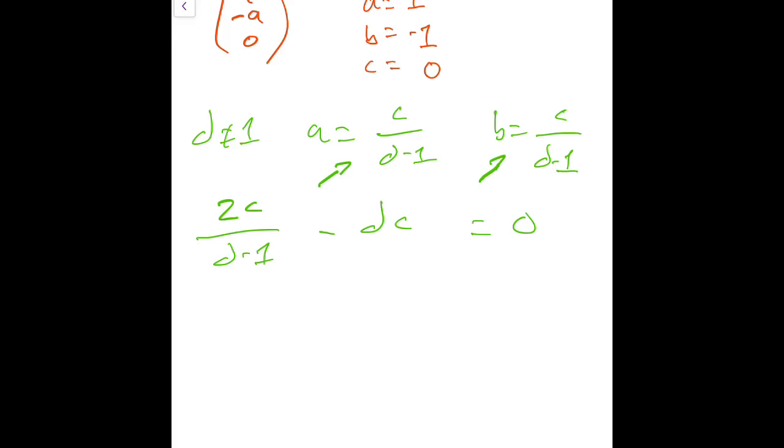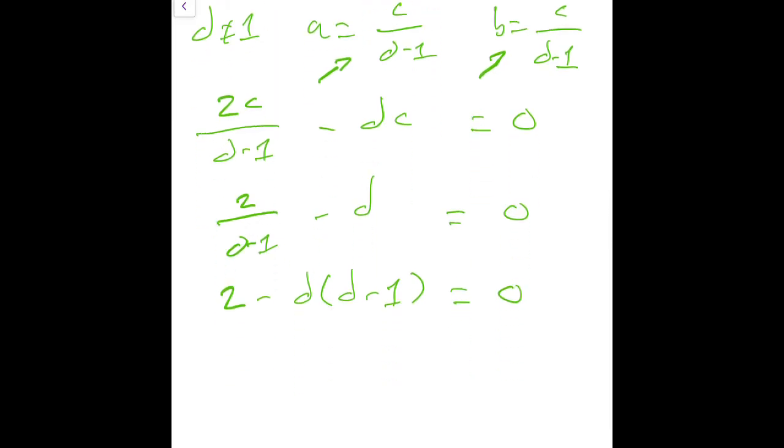That means we can divide both sides of this equation by c. And what we get is 2 over d minus 1 minus d is equal to 0. Now I'm going to multiply both sides of this equation by d minus 1. And this is 2 minus d times d minus 1 is equal to 0. Multiplying both sides by minus 1 and expanding, this is d squared minus d minus 2 is equal to 0.